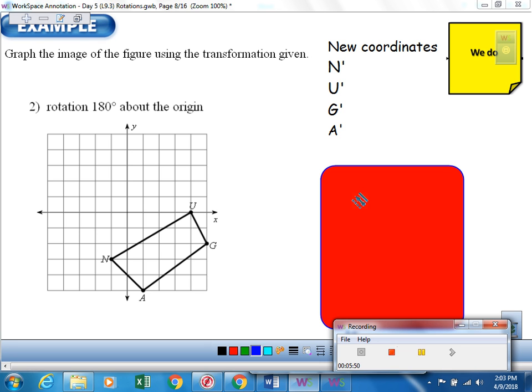So I'm just writing these ordered pairs a little bit sideways so that when I turn my paper again, I can still read them. And then I'm going to go to G, put G prime, and G prime is at -5, 2. And then I'm going to come over here to A, I'm going to put A prime, and that's at -1, 5. And then the last one is at N prime, 1, 3.